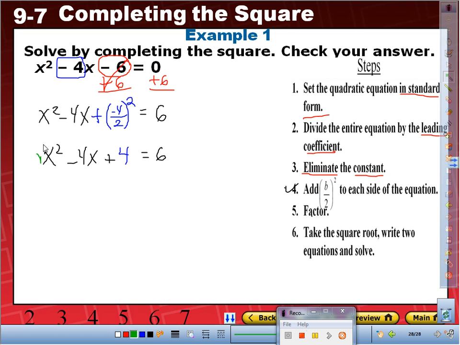Let's see. Square root of x squared is x. Square root of 4, that's 2. Let's see, x times 2, that's 2x. Times 2, that's 4x. So therefore, my 2 factors are going to be what? x minus 2 to the 2nd power. You guys remember that? And all that equal to 6. Copy that.